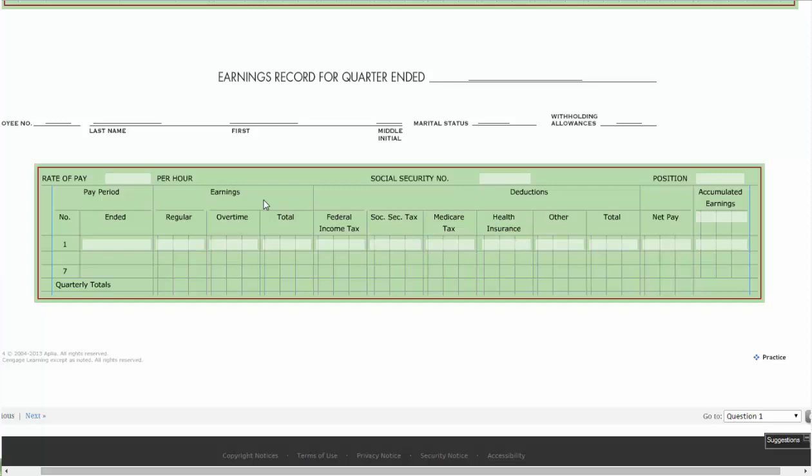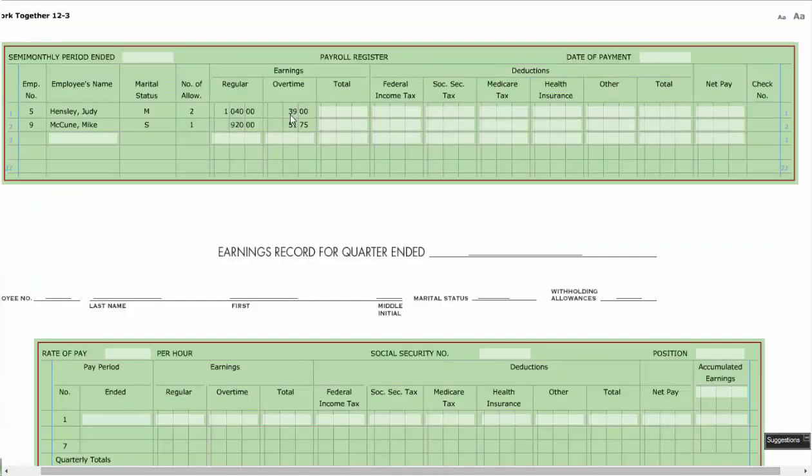So the order that it gets completed is you're going to go through first for a business and complete the payroll register. That's going to give me the snapshot for the whole business of how much I need to pay for payroll and how much goes to each person. Once you have your payroll register done, you transfer that information that you've already calculated onto your employee's earnings record. So you don't have to recalculate anything new except for something at the end here called accumulated earnings.